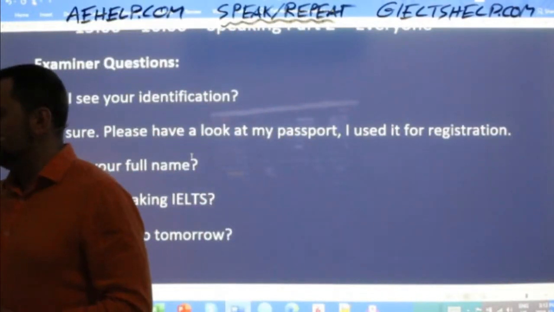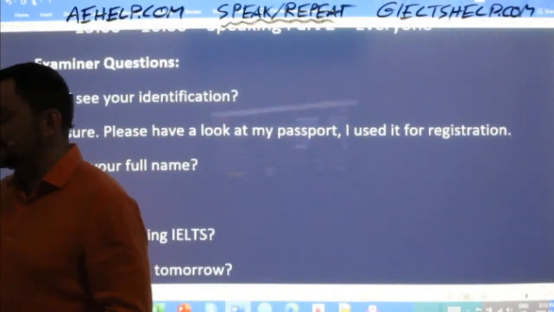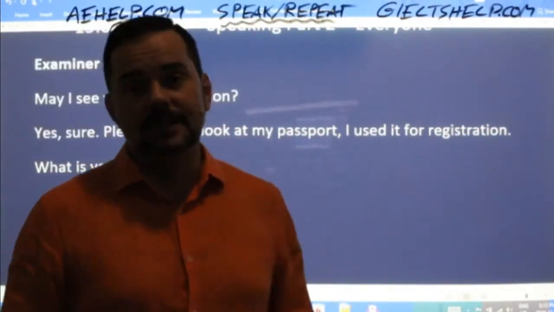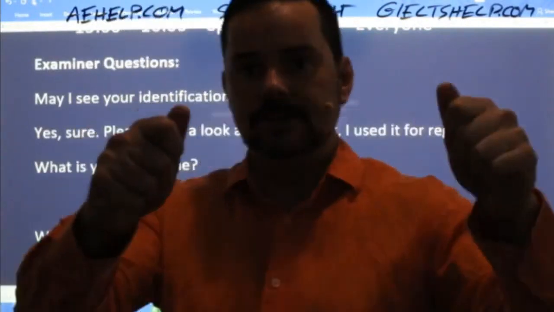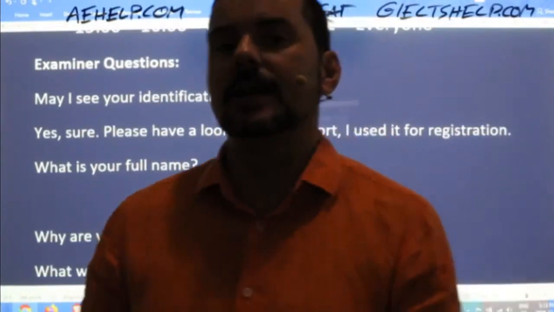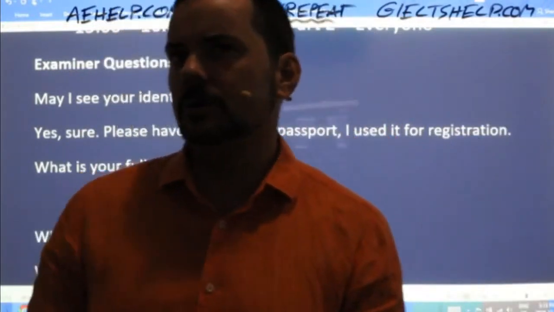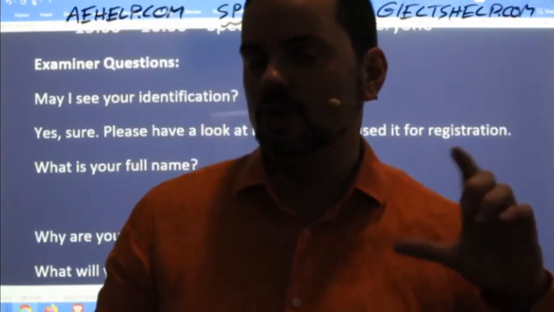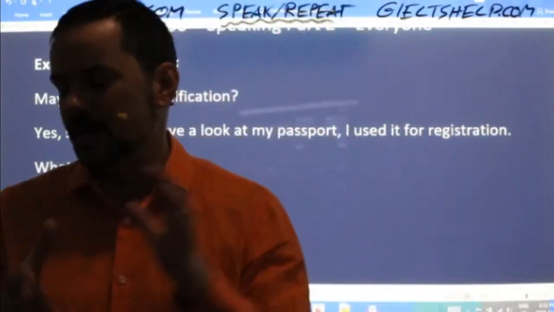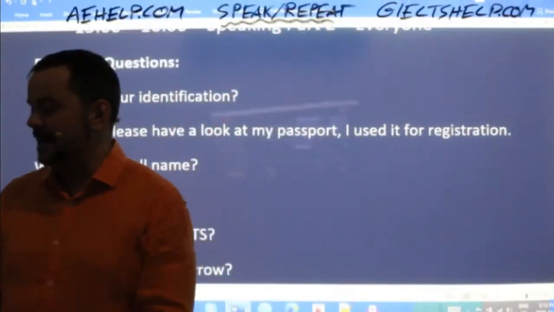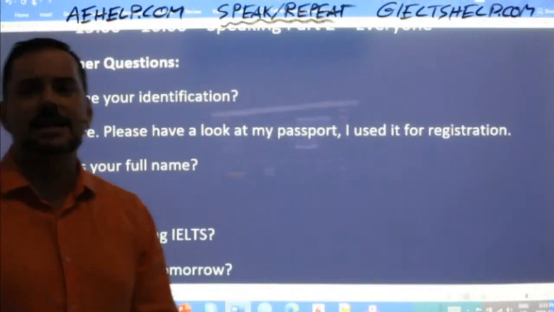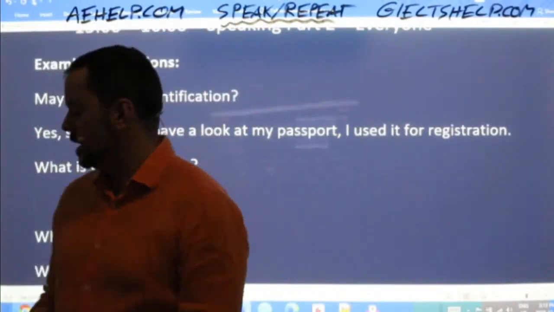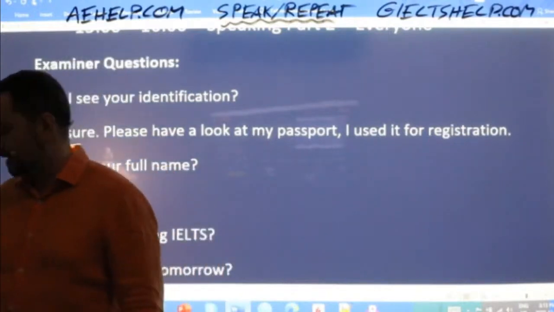All right, and then while they have your passport, or because of COVID, sometimes they don't take your passport, you're just holding your passport open, and they're just looking at it, okay? I believe in the computer-based speaking, you show it as you go in, so there's different ways they do it now. Then they'll match your name with who you are. What is your full name? So they'll ask you this, okay? What is your full name?